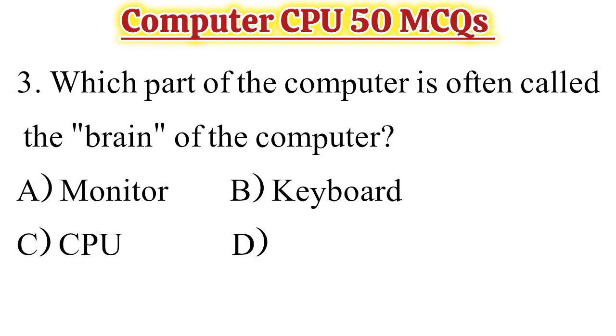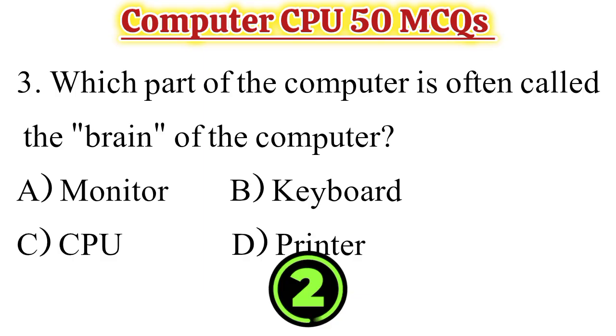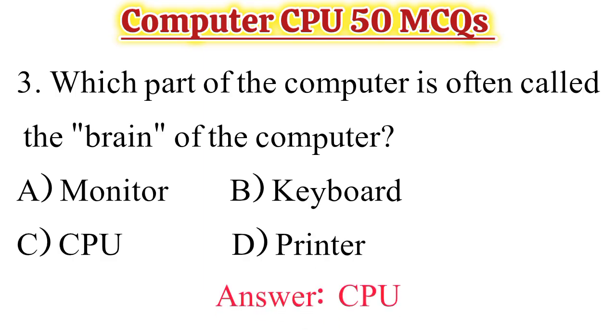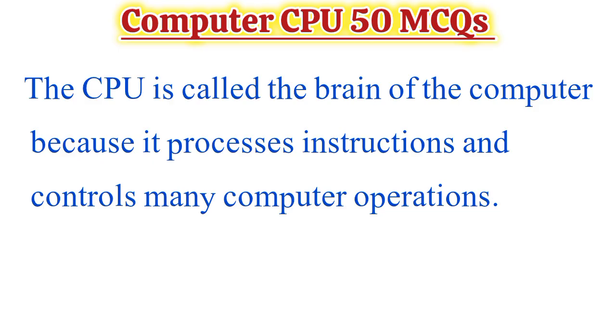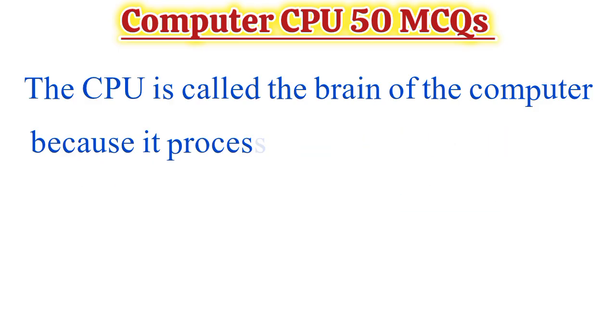3. Which part of the computer is often called the brain of the computer? A. Monitor. B. Keyboard. C. CPU. D. Printer. Answer: CPU. The CPU is called the brain of the computer because it processes instructions and controls many computer operations.